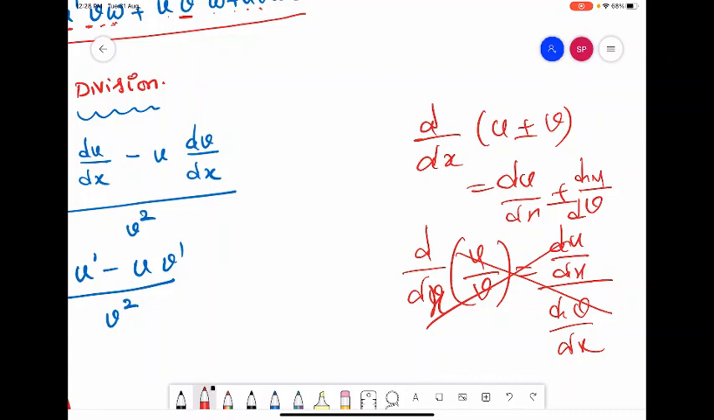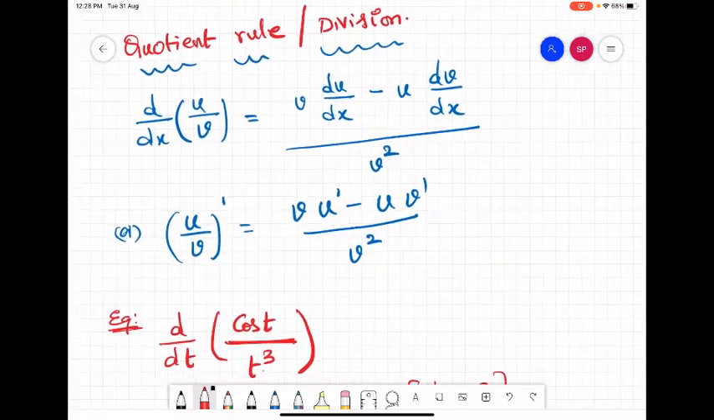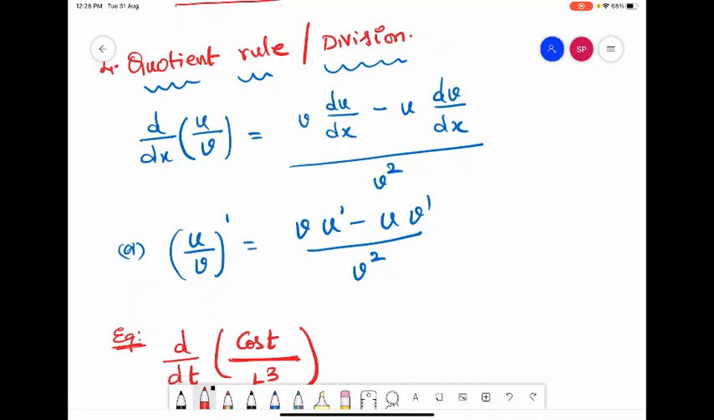Like the product rule, we have a formula for division also, the quotient rule. So d by dx of u by v, where there are two functions u and v, is given as a quotient.